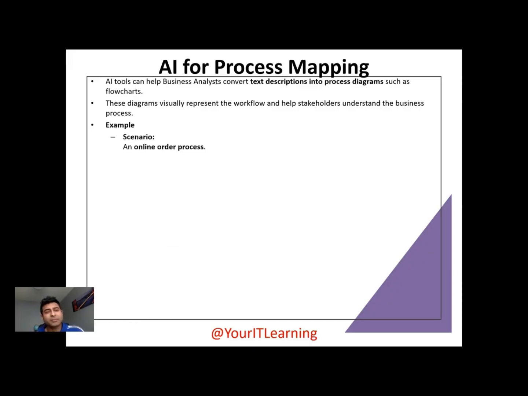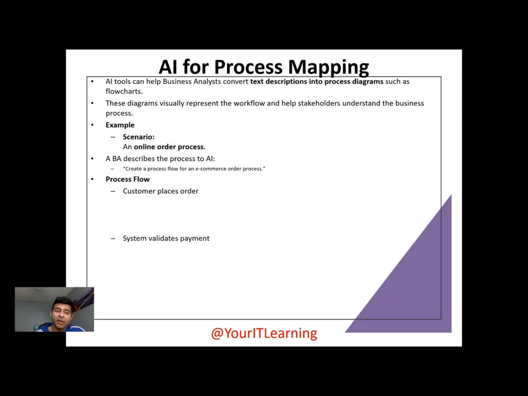An example will be a scenario of an online order process. A BA describes the process to an AI: create a process flow for an e-commerce order process. So the process flow output will be: customer places order, system validates payment, order confirmation is sent to the customer either via email or SMS.